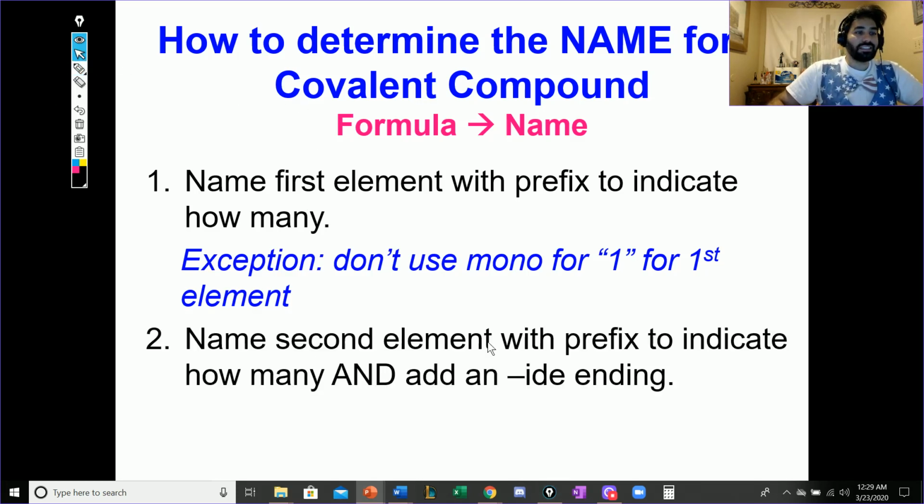And you write the name of the second element. You do give it a prefix telling you how many there are, but you also have to remember to end with IDE. Oxide, phosphide, sulfide, right? They're both nonmetals, so it's going to be one of those 9 that we learned last week.